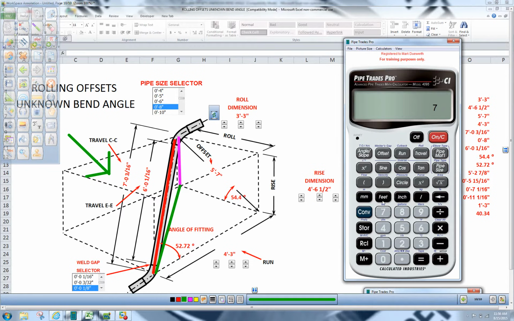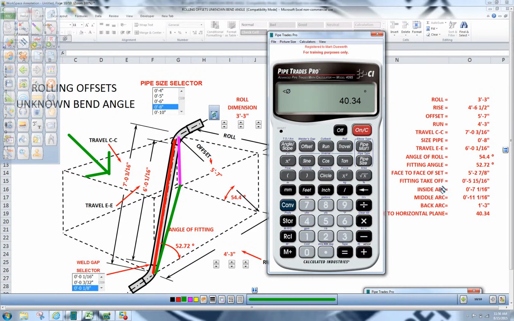So if we put in 7 foot 0 inch 3/16 and enter that as the travel, and press the angle slope, that's what you would see if you put an angle finder on that. That's where a lot of people get confused. The angle of what the pipe is to the horizontal plane is 40.3.